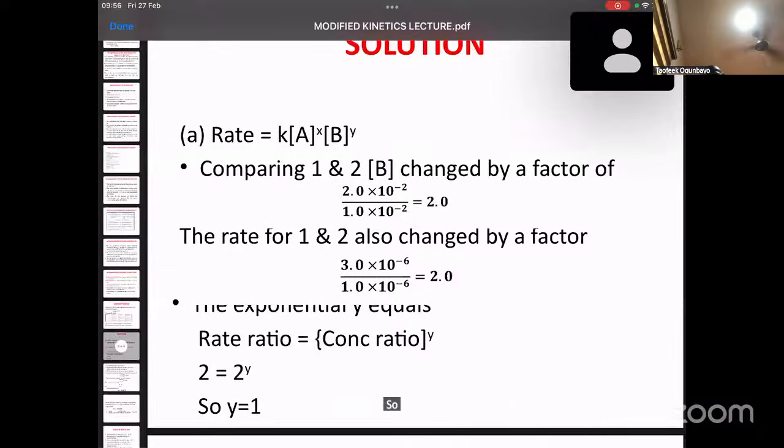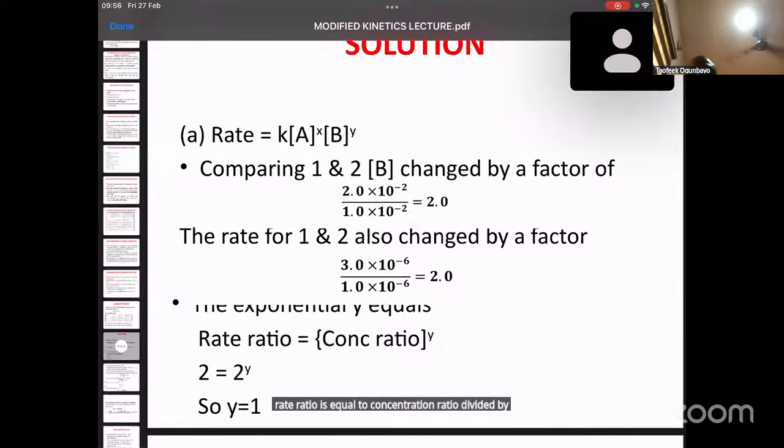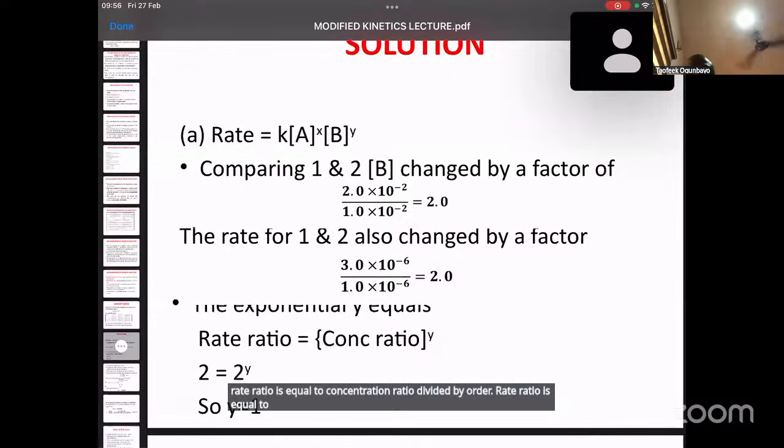This is how you use that: rate ratio is equal to concentration ratio raised to the order. Rate ratio is equal to 2. Concentration ratio is also equal to 2. Now, what is y? That makes y equal to 1, because 2 raised to power 1 is also equal to 2. And that's how the order of reaction with respect to B is equal to 1.